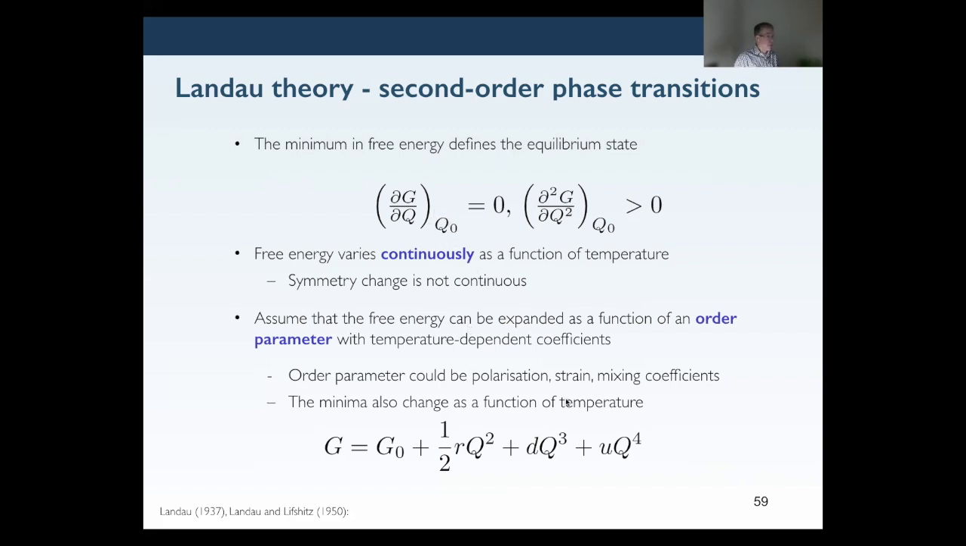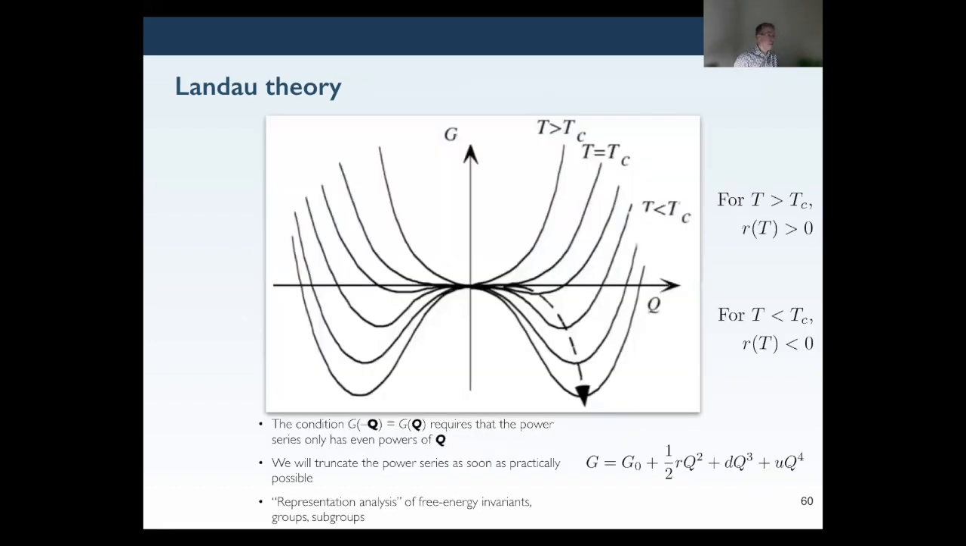And it will have temperature-dependent coefficients. Now this order parameter Q could involve polarization, strain, or mixing coefficients of our magnetic structures or our basis functions. The minima can also change as a function of temperature. Now what we're going to be doing is expanding the free energy in terms of a power series in this coordinate Q, the order parameter. As you cool it down, the system changes from one that's parabolic, this is above the ordering temperature, and it develops minima when you go below the ordering transition.